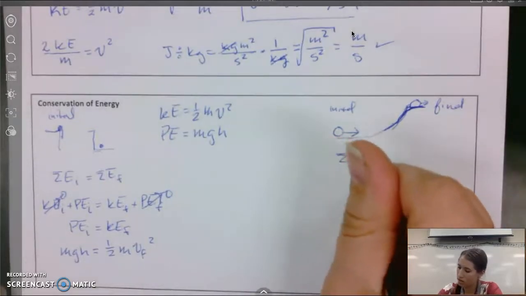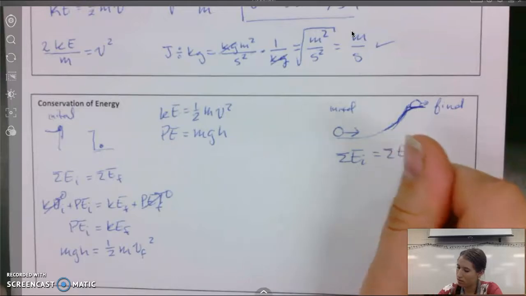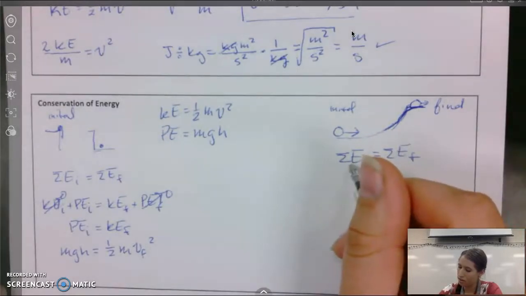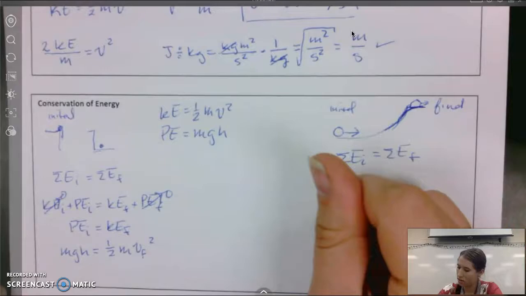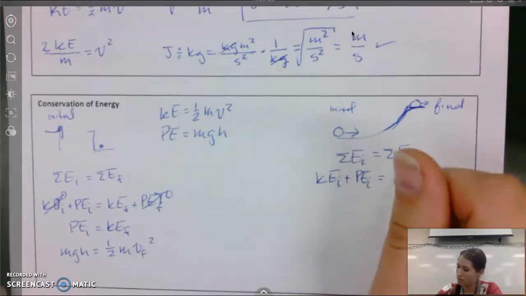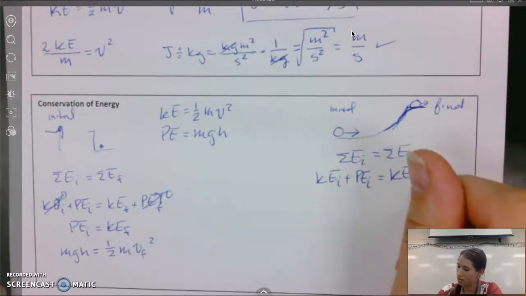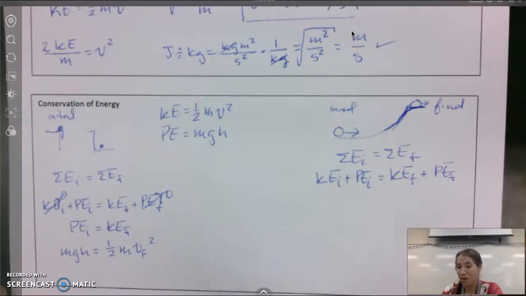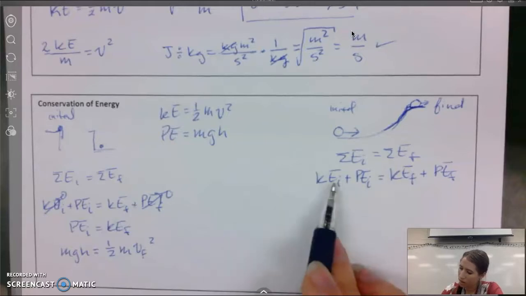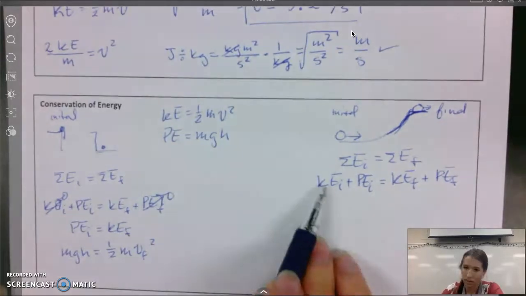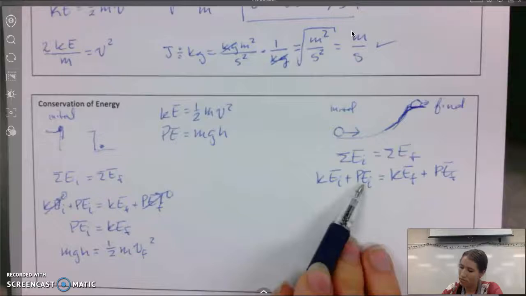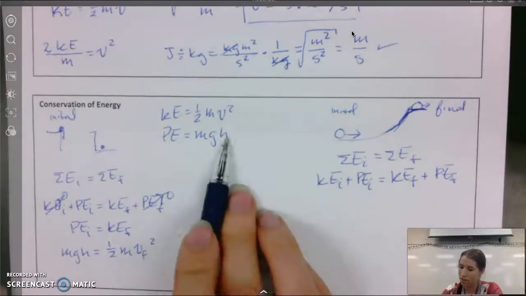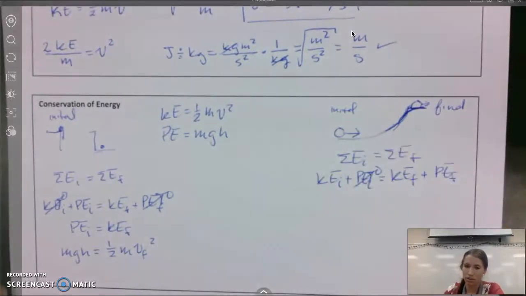So the sum of the energy initial will equal the sum of the energy final. Let's plug in: kinetic energy initial plus potential energy initial equals kinetic energy final plus potential energy final. Once I have this written out, now I'm going to determine what I have in both situations. Are any of these 0? Because that'll help clean up the work here. Initially, I have a velocity, so I do have an initial kinetic energy. Initially, I'm at ground level. I don't have any height, so I wouldn't have any initial potential energy.